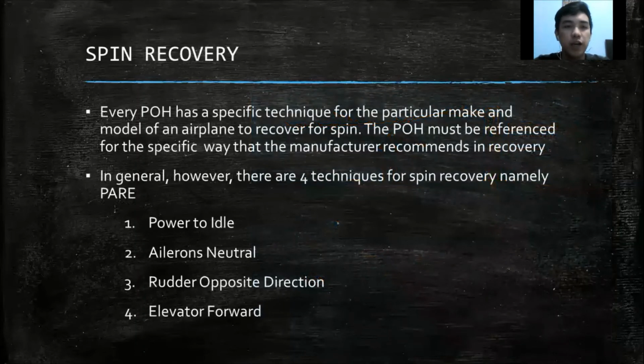So firstly, every POH or pilot's operating handbook has a specific technique for the particular make and model of an airplane to recover from spin. The POH must be referenced for the specific way that the manufacturer recommends in recovery. Pero in general, however, there are four techniques for spin recovery, namely PARE, or maybe pair or pare. So first is power to idle.